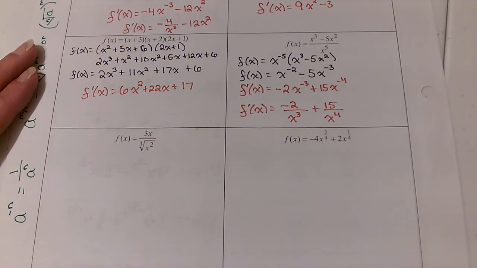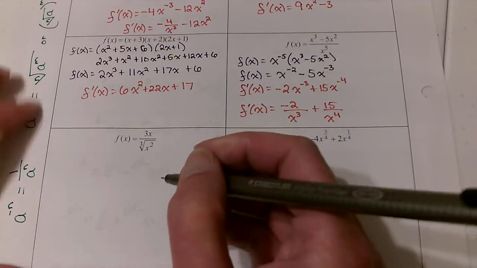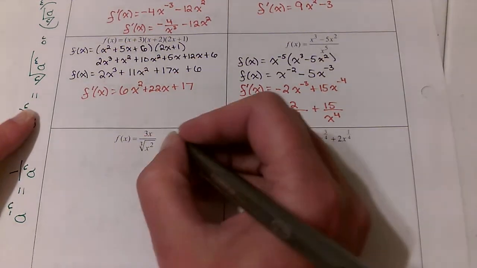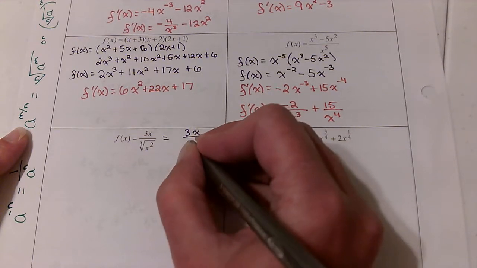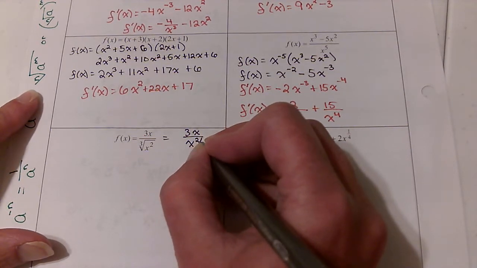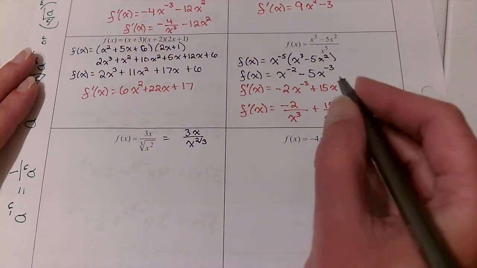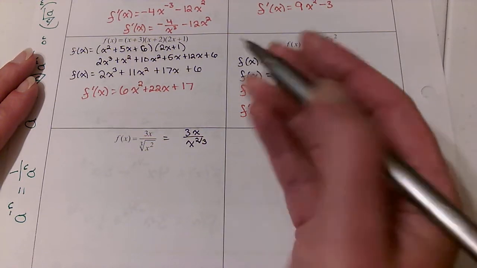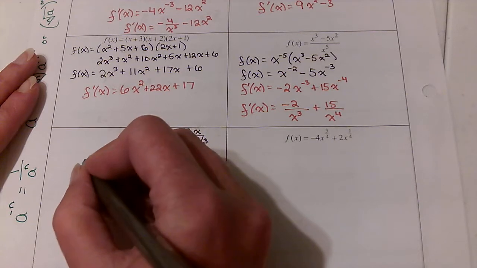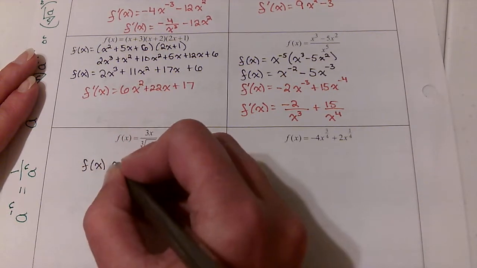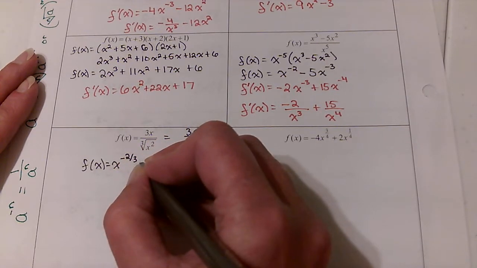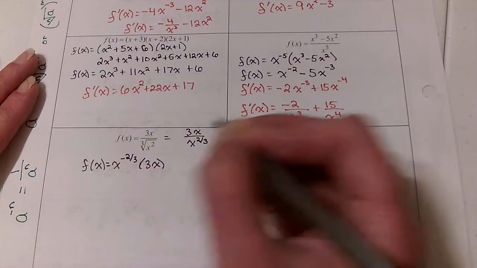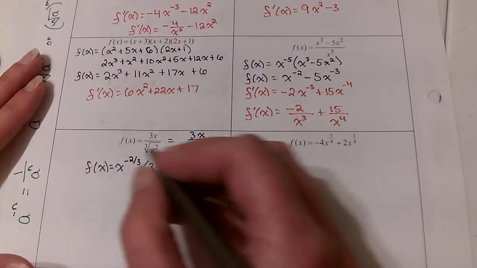Ooh, that's a tricky one. Well, we talked about how that worked, so let's see, that would be 3x over x to the 2/3. How about we do kind of what we did here with the x to the 5th and bring that up to the top as x to the negative 2/3 times 3x. Not 3 to the x, we don't know how to do that yet.